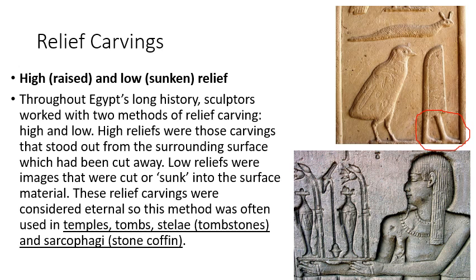Low reliefs were images that were cut or sunk into the surface of the material. These relief carvings were considered eternal, so both methods considered eternal. So this method was often used in temples, tombs, stelae, so tombstones, and sarcophagi.